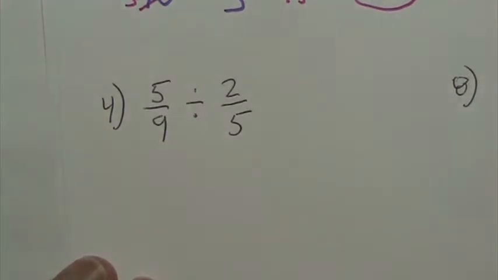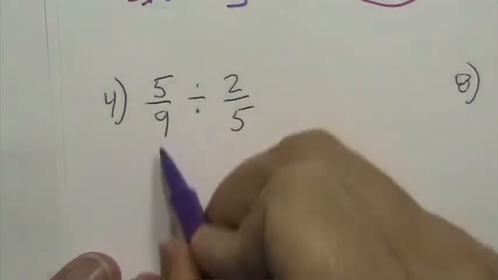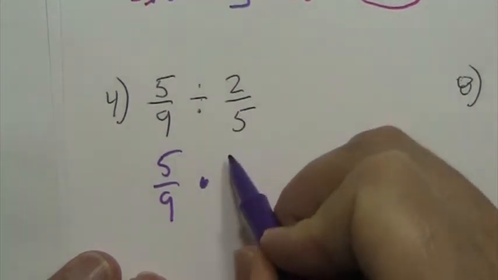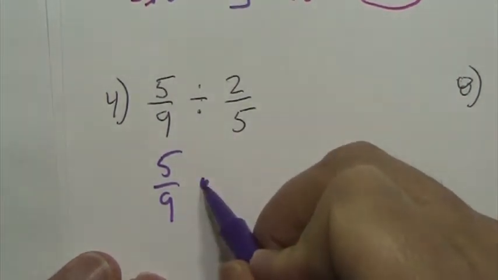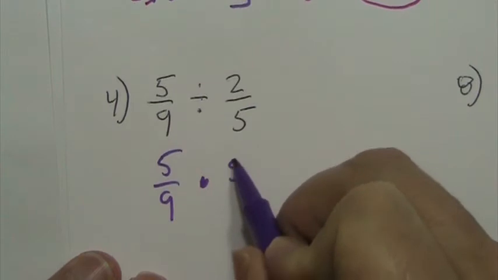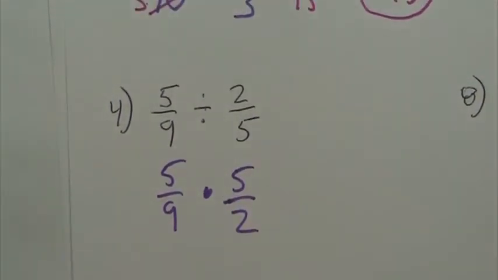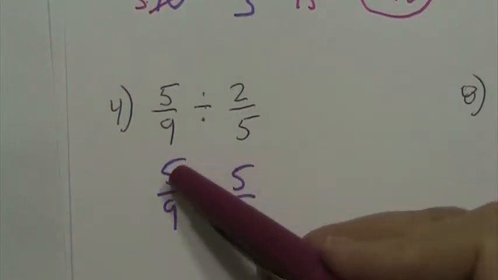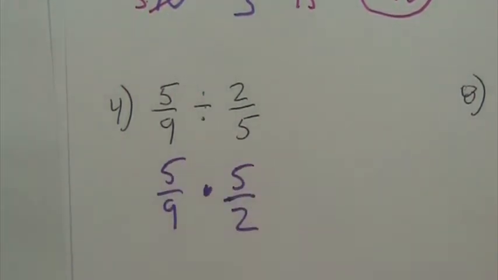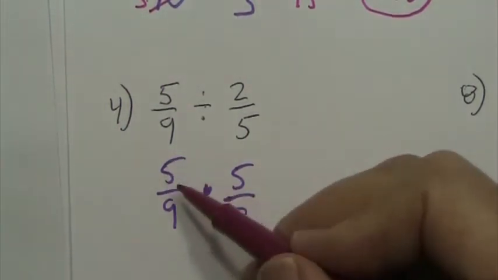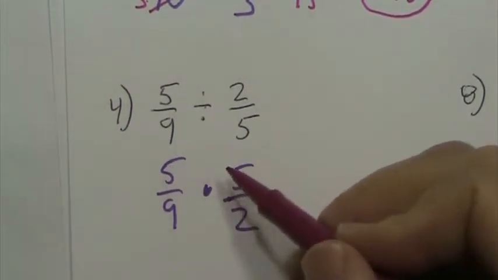All right, keep the first one. Change it to a multiply, multiply reciprocal. Hopefully you can see that, wait, do the 5s cancel? Do they reduce? No. You can only reduce things from the top and bottom together, not top and top.